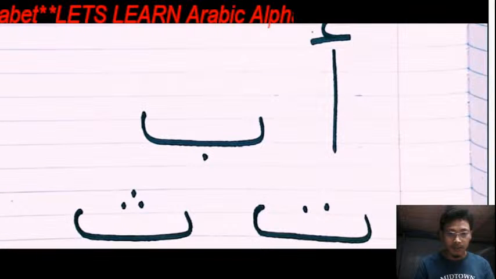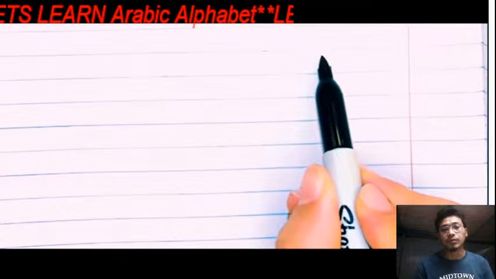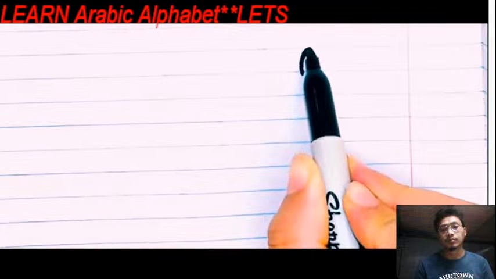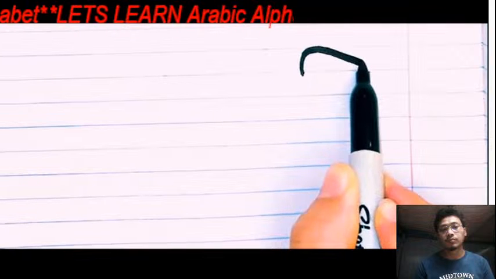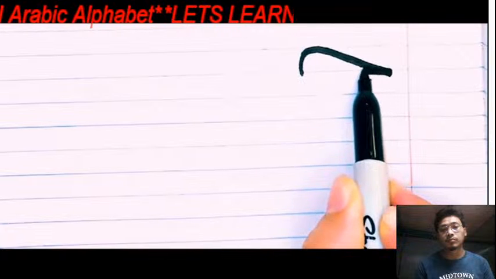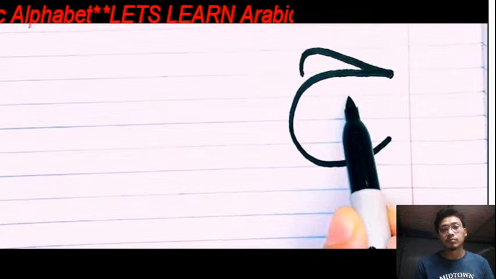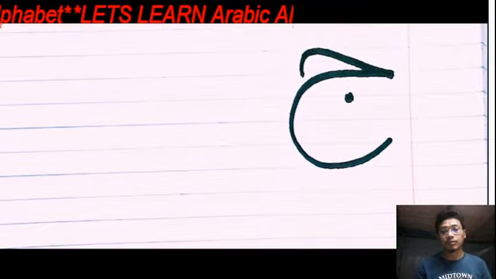So now let's do the Jim. Watch how I'm starting. I start from here, then go up, make a curve, go down the line, and then go again, make a little half circle, and put the dot in here. Jim. You see how this goes?